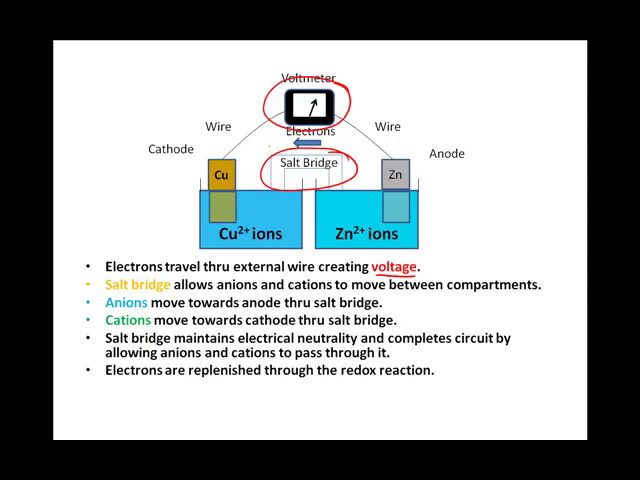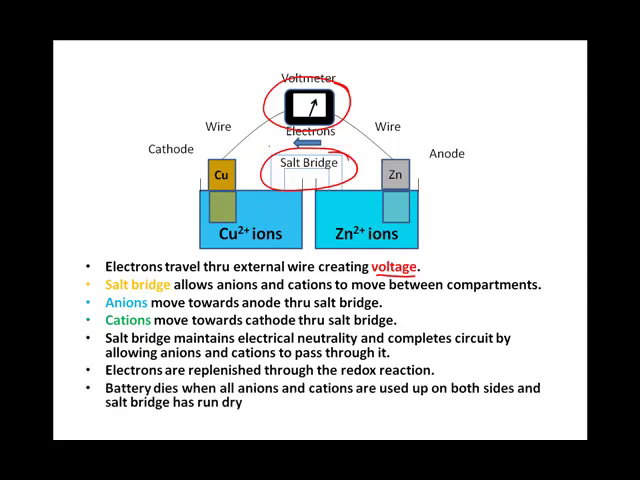Electrons are then replenished through redox reactions, and the battery dies when all the anions and cations are used up on both sides of the salt bridge and the salt bridge has run dry. Okay? So once these cations start running out, and which is being replenished by this salt bridge, which has salt in it, then the battery actually dies and it doesn't work any longer.